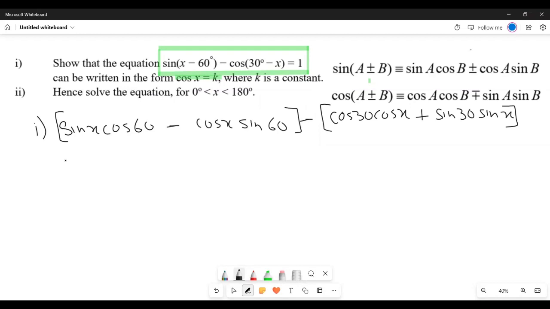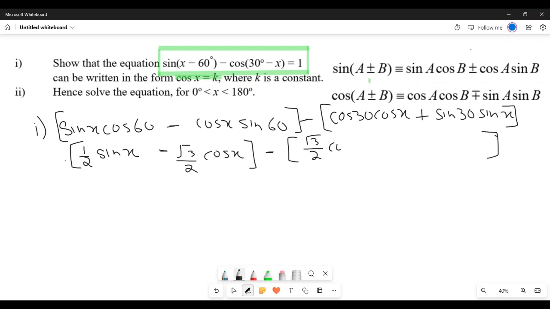Okay, so cos 60 is half, sin x minus sin 60 is root 3 by 2 cos x, brackets, negative sign in between, another bracket. Cos 30 is root 3 by 2 cos x plus sin 30 is half sin x.